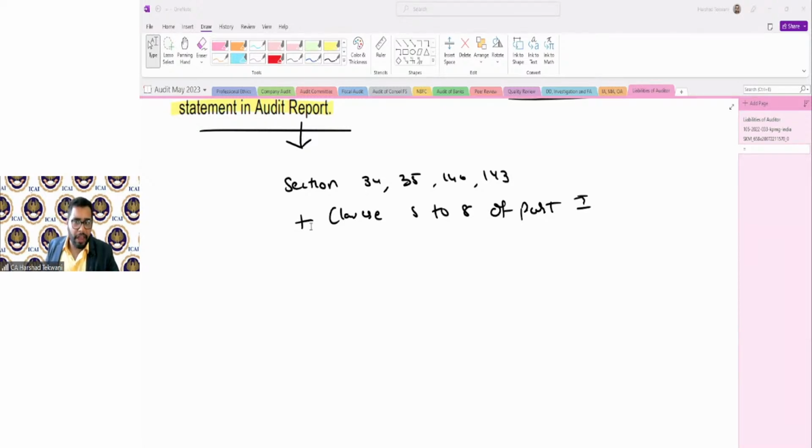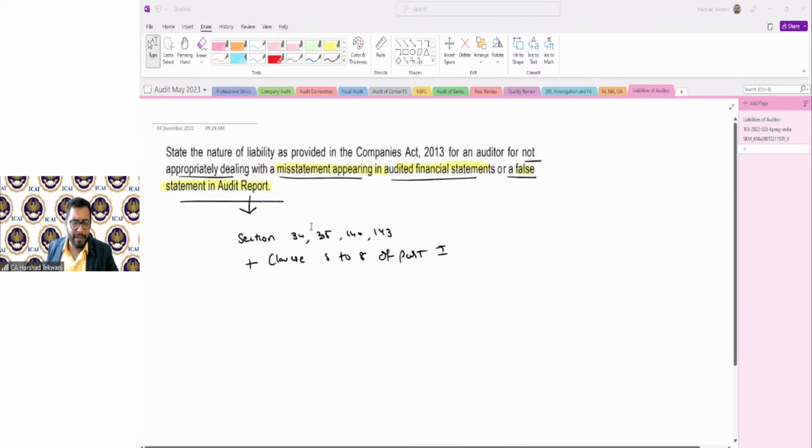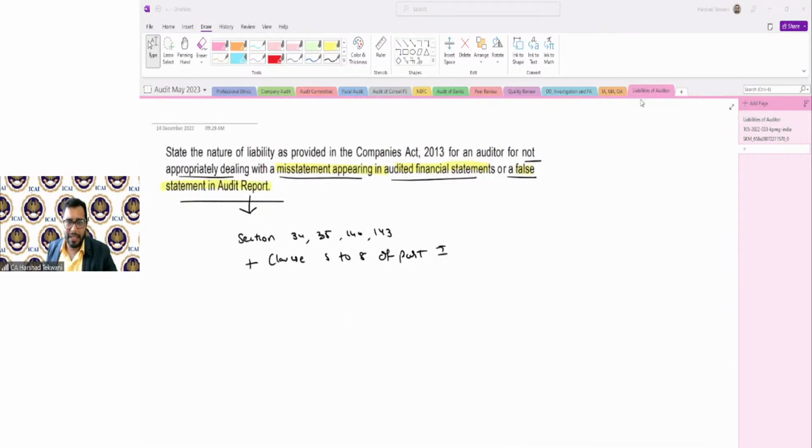Okay. If no further doubts, guys, then I'll start the next topic, that is the audit of insurance companies. Okay, so we will be discussing the audit of insurance companies, and meanwhile, if you have any doubt, please feel free to ask.